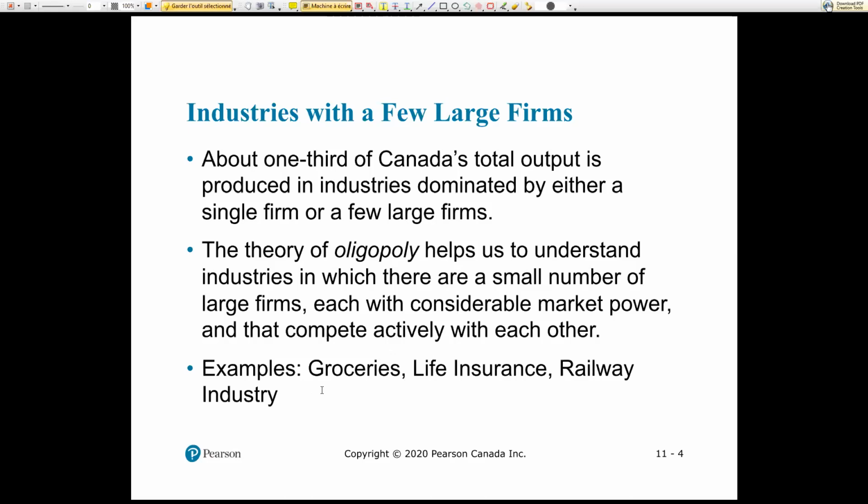So examples of that: groceries, life insurance, so big players in the insurance sector. This is normal because you have to have a large pool of clients so that insurance works. Otherwise, it doesn't work. Railway industry, you have Via Rail. All these big.